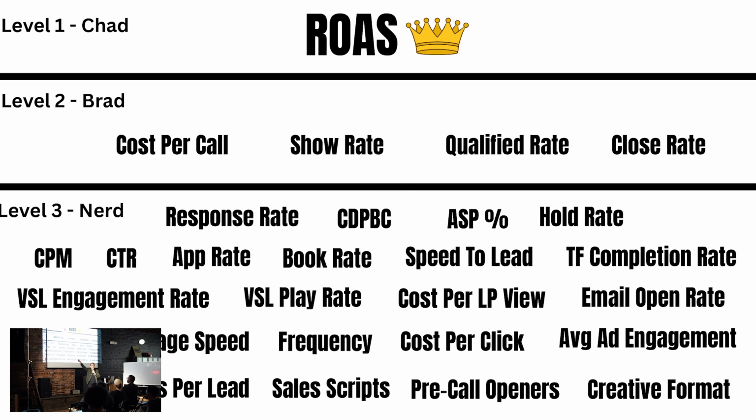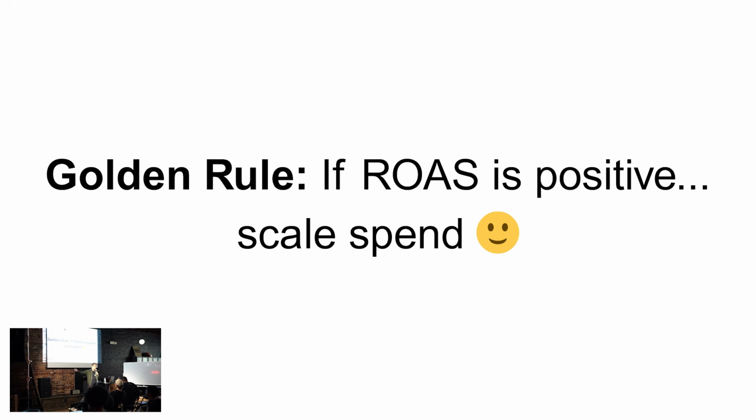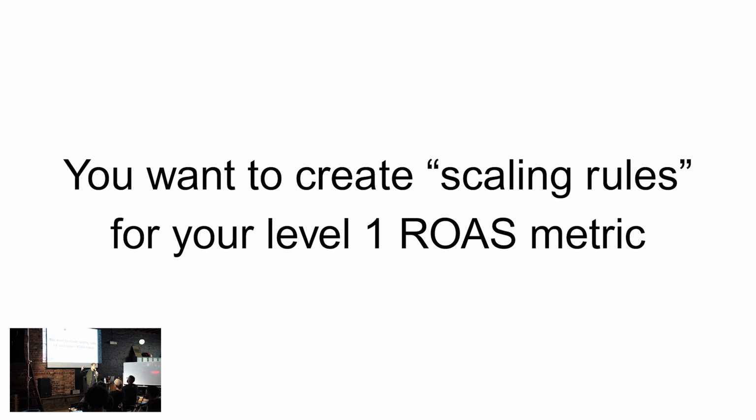Okay, which some of you guys will message me and you'll be like, oh, my freaking response rate is like 30%. Like, why are you looking at that? You're at like a 3x ROAS. So golden rule, if ROAS is positive, scale spend. You want to create scaling rules too for your level 1 ROAS metric.